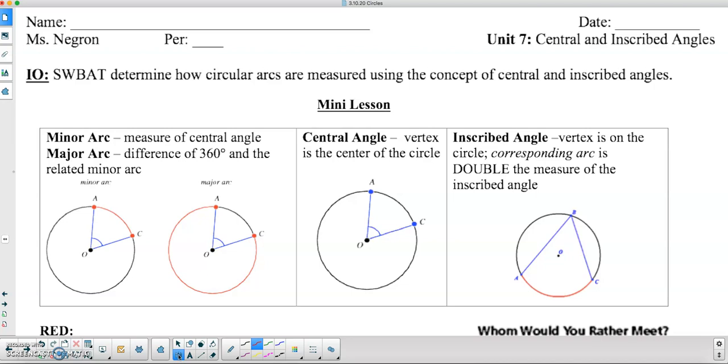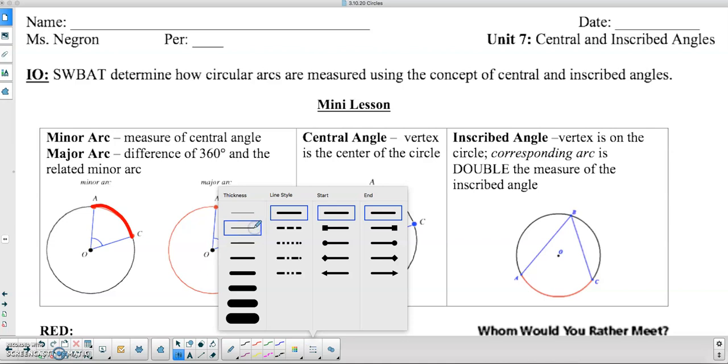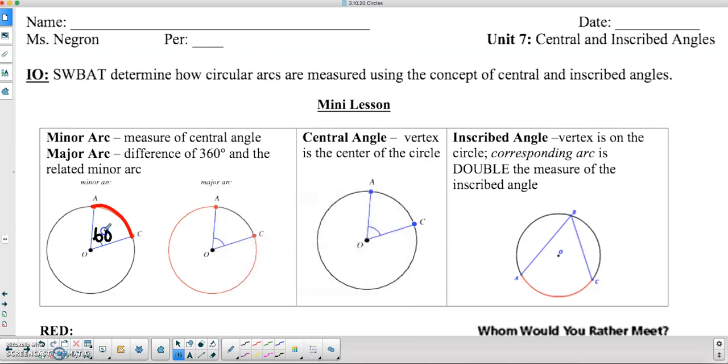So here, your minor arc is from A to C, which is here. And if your central angle of AOC, for example, is, let's say, 60 degrees, then the arc is going to be the exact same measurement. It works the same for the major arc. However, the major arc is on the outside, so that's your bigger arc here. So in this case, if your central angle is 300 degrees, then your major arc will also be 300 degrees.